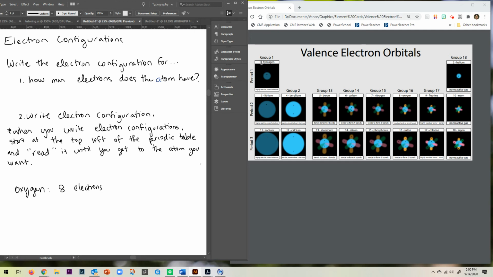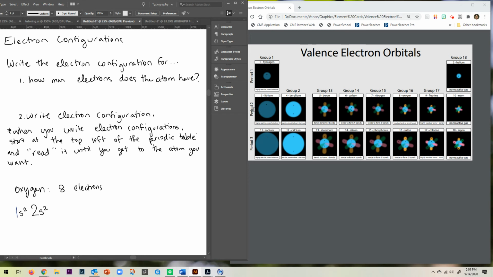Again, we're going to read it from left to right. In our first energy level, when I read from left to right, I haven't gotten to oxygen yet, so I'm just going to write down that I had 2 electrons in the s orbital. So I would write 1s2. Keep reading, then you go to the next line. I haven't gotten to oxygen yet, and I filled up this s orbital, so I'm going to write 2s2.